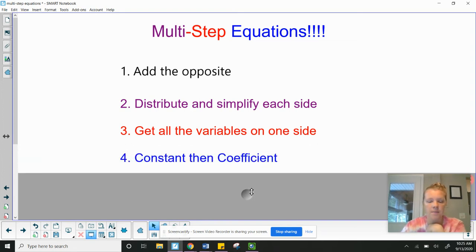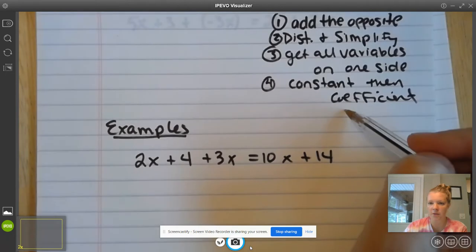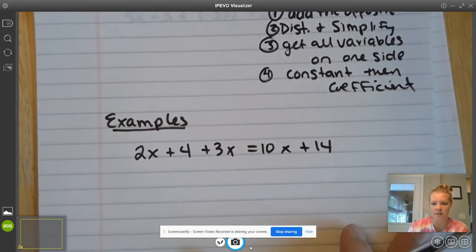And then the last step is you're going to get rid of the constant and then the coefficient. Step number 4 is where we have been practicing with 2-step equations. If you simplify or do the problem all the way out, you should be left with a 2-step equation at the end. So we always get rid of the constant and then the coefficient. Let's try some examples. I wrote the steps out right here just so we can follow along, but here's our first example if you can copy that down.